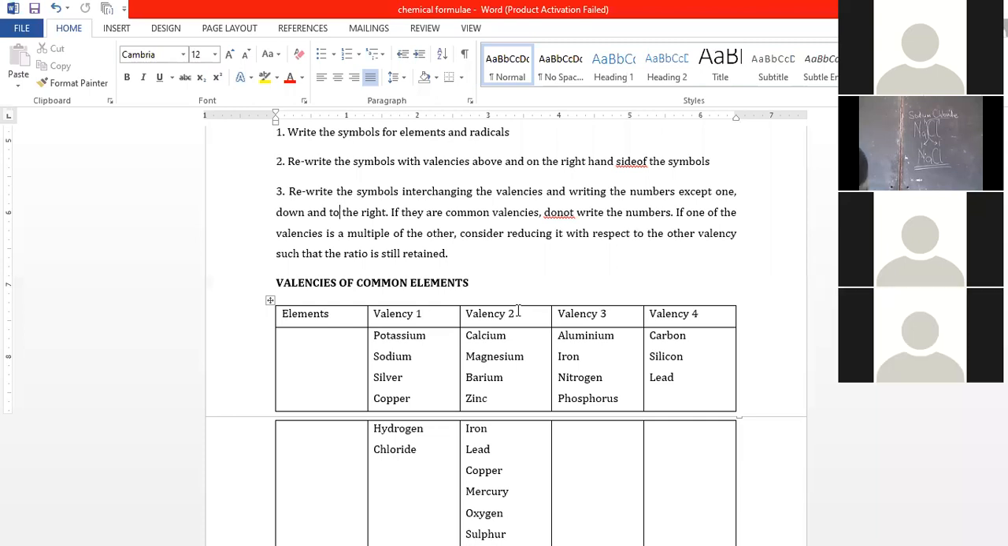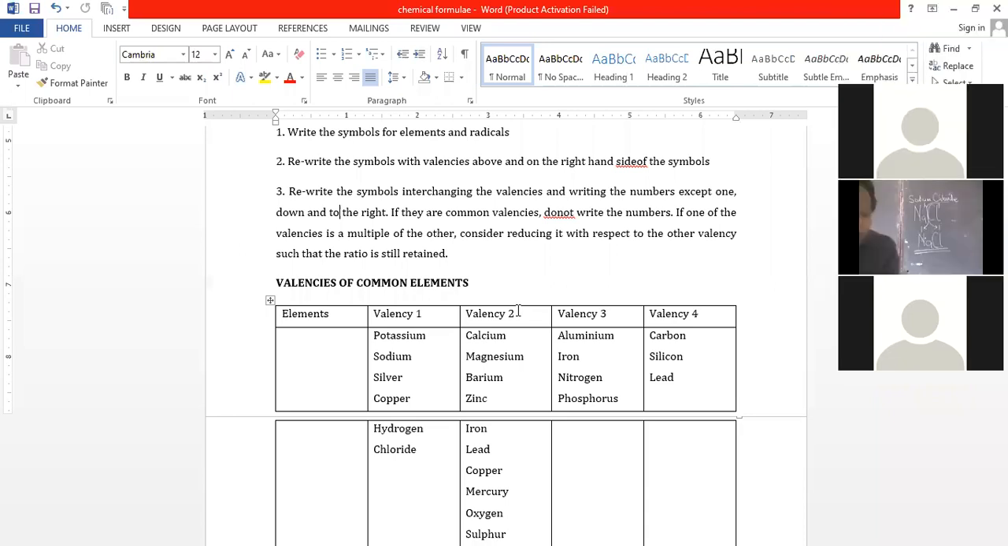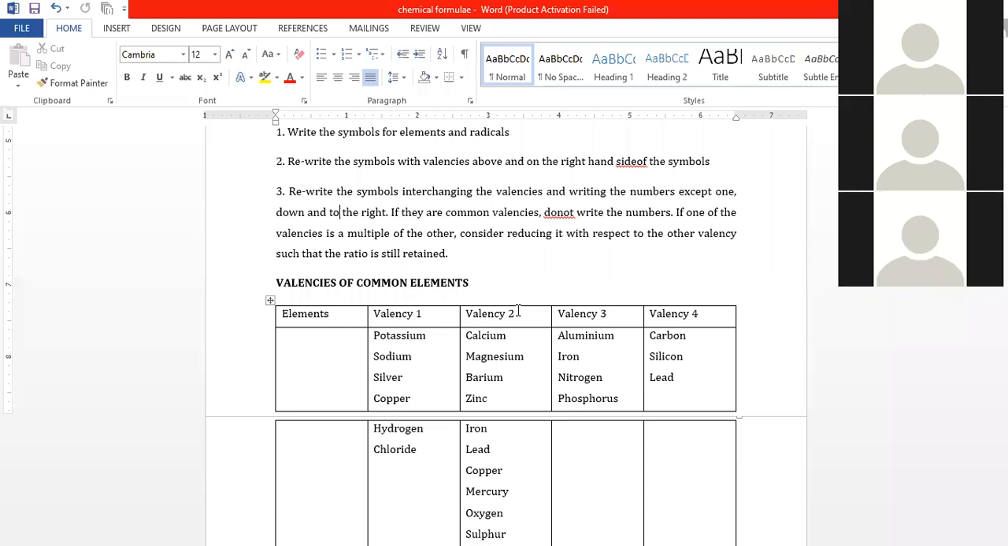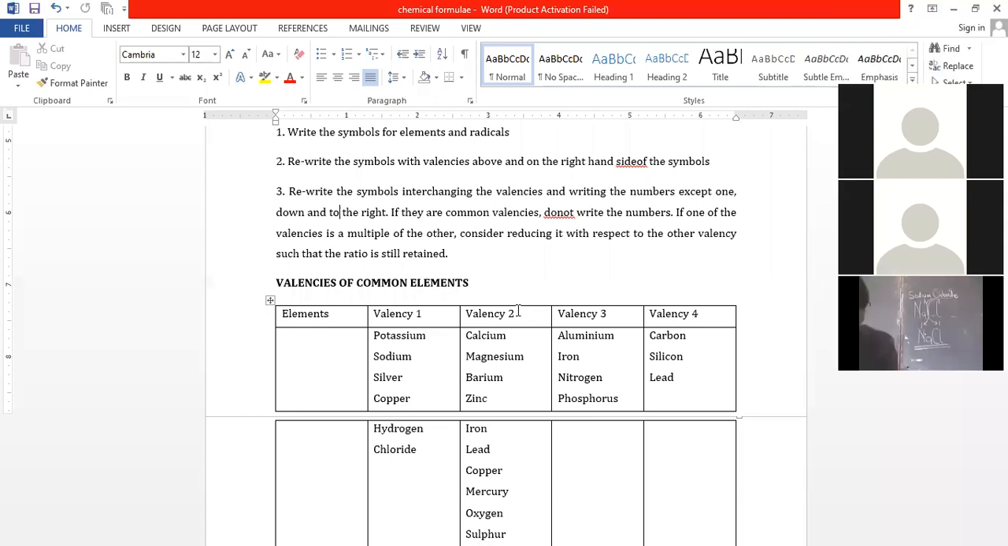Okay. I'm receiving any questions before we look at a few examples because our time is almost up. We are going to look at a few examples of how we write formulas. But any questions about what we have so far discussed? Yes. For the elements with more than 1 valency, how do you know which valency to use? Thank you very much. We are going to talk about that.